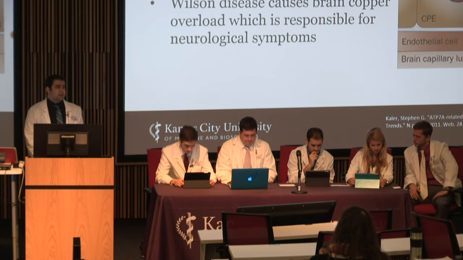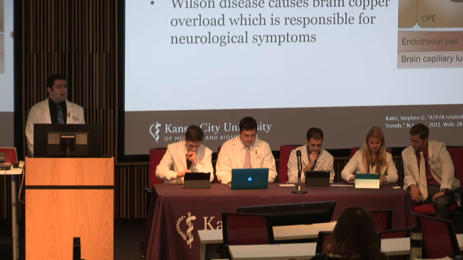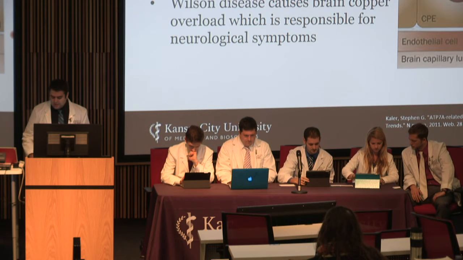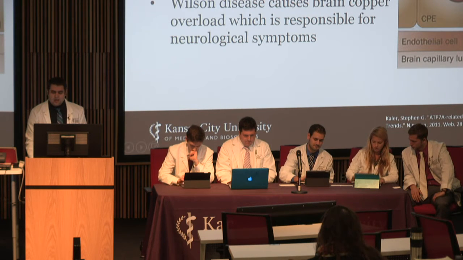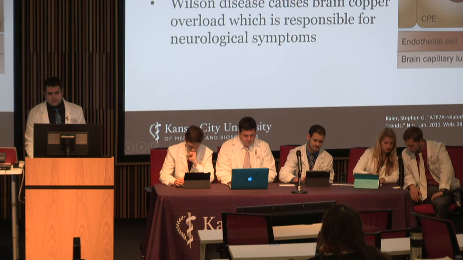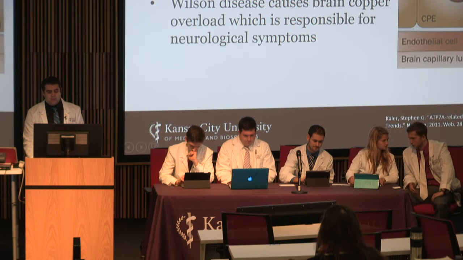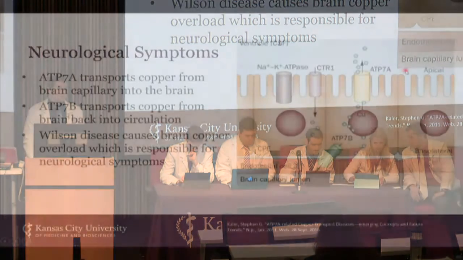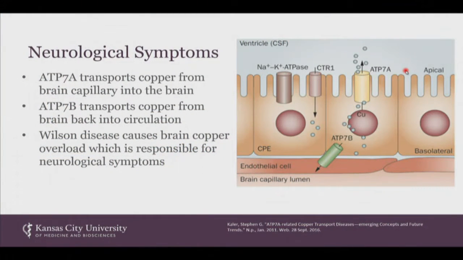Neurological symptoms will begin to form because ATP7A and ATP7B are functional in the brain tissues as well. They function in approximately the same manner as they do in the enterocytes. ATP7A, found up here in this image, will transport the copper from the blood into the brain. ATP7B is responsible for the reverse.